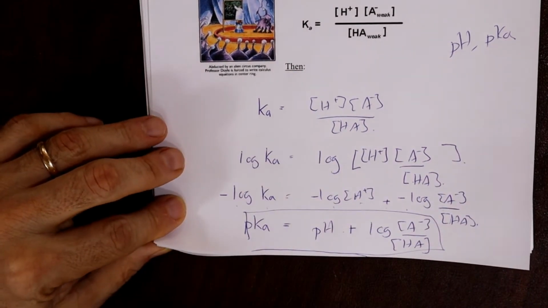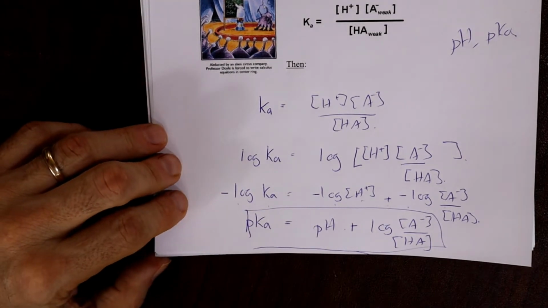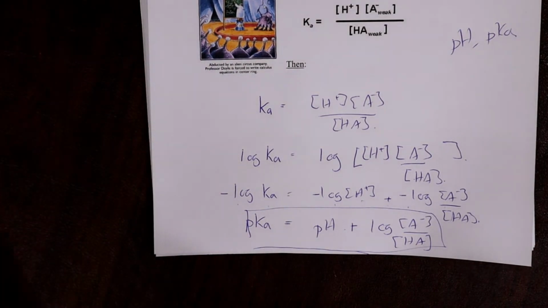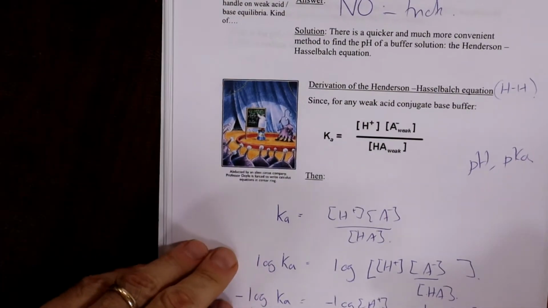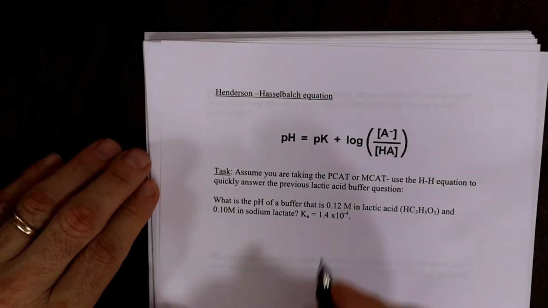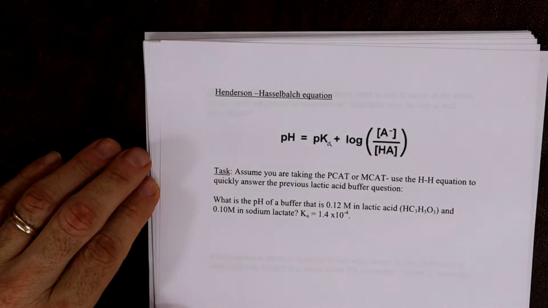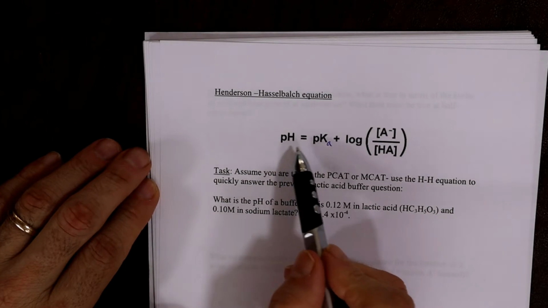All right, so there it is. That's the Henderson-Hasselbalch equation. Pat yourself on the back. Very good, biochemist. But don't get ahead of yourself. Let's modify that. There we go. That's the relationship between pH and pKa.